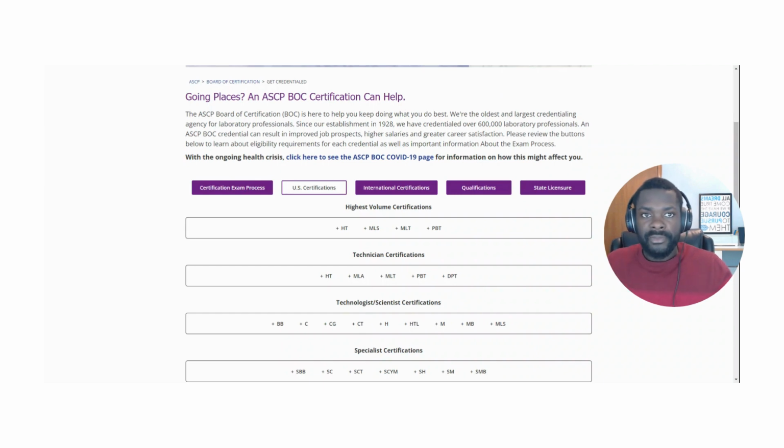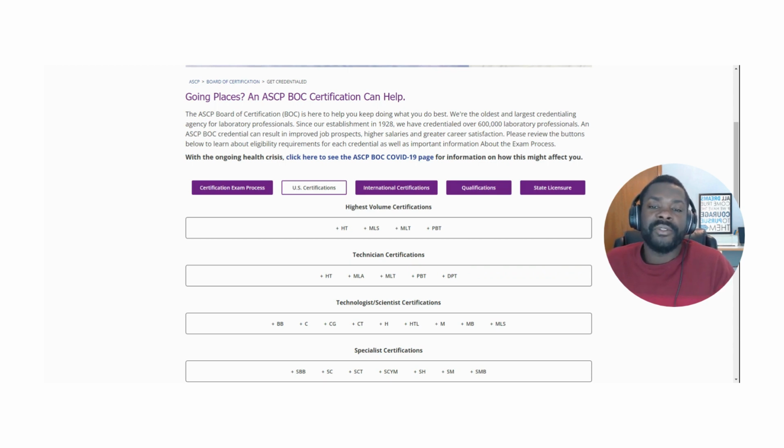So there are going to be US certification routes for you guys who are US trained or educated test takers. And then, of course, the international routes for all those that did not study in the US.